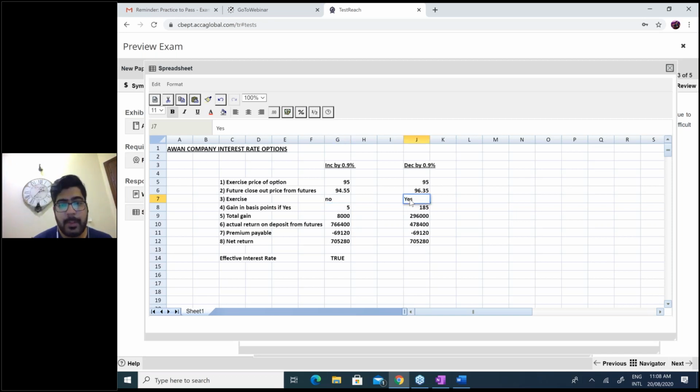But here, buy for 95 and sell for 96.35. Buy for 95, sell for 96.35, higher. It's a gain again. So yes, gain in basis points. In the first case there's no gain, so no total gain. Here the gain is 1.35%, 135 basis points. The total gain is gain in basis points, 135, into contracts into tick.